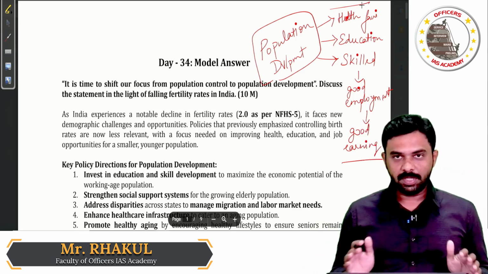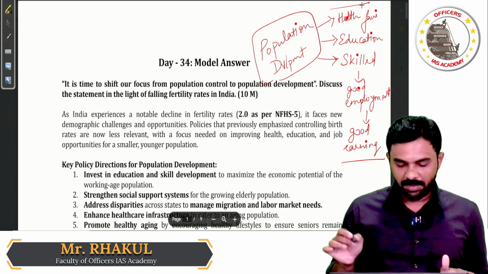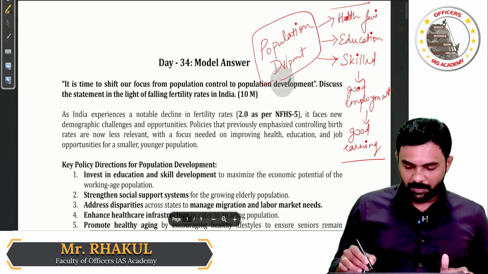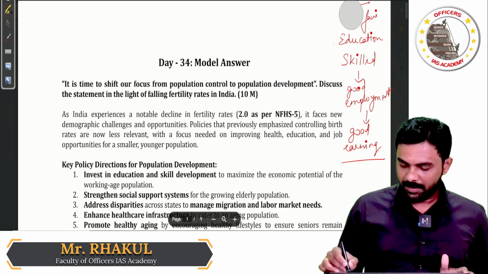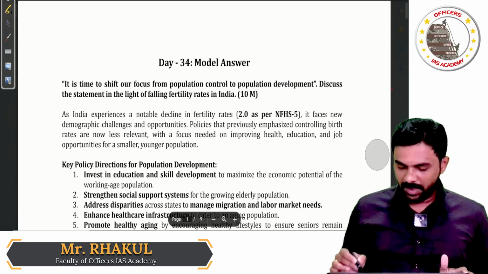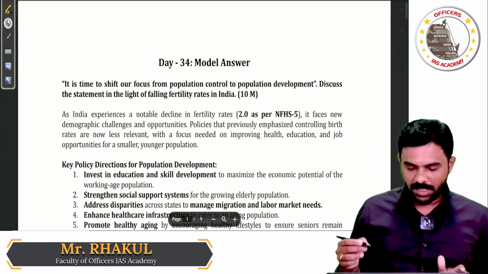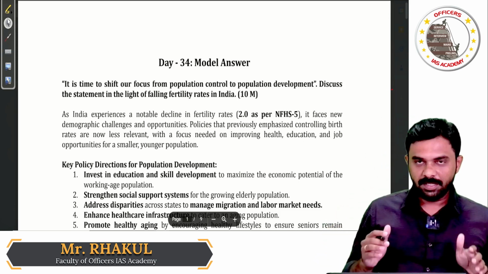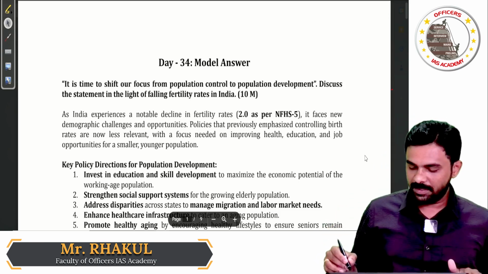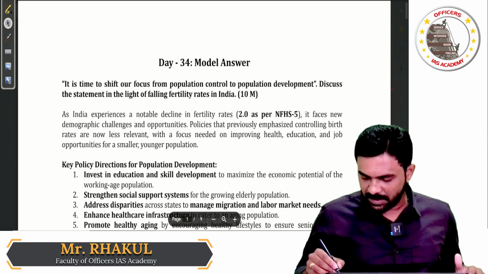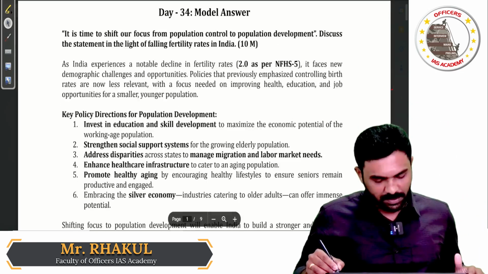That should be the core aspect of your answer, population development. So that you can mention in 3-4 points. Then in the conclusion, you can mention some government measures or some goals of the government to achieve this population development. This way you can generate the answer for this particular question. Now we will see the best answer out of the answers we got for this particular question.